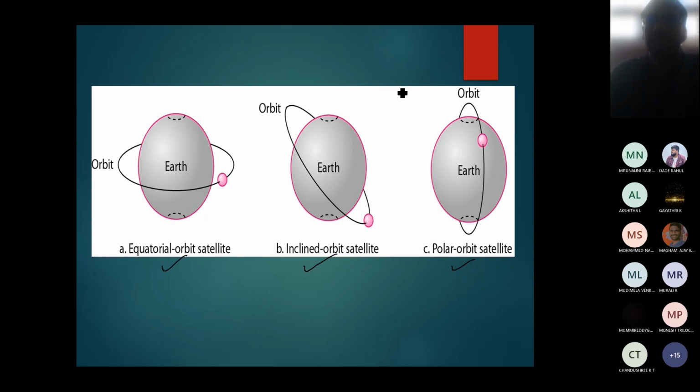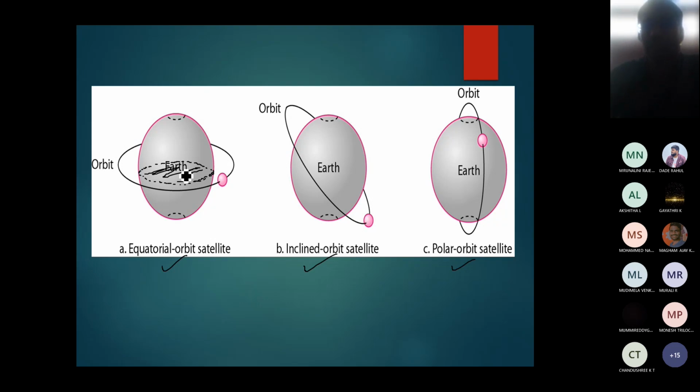Equatorial orbit means, suppose this dotted line represents the equator of the Earth, and at the back side you also have the equator like this. This plane represents the equatorial plane. If the orbital plane and the equatorial plane lie on the same plane, then that orbit is called the equatorial orbit. That means the satellite is rotating exactly on the equator.